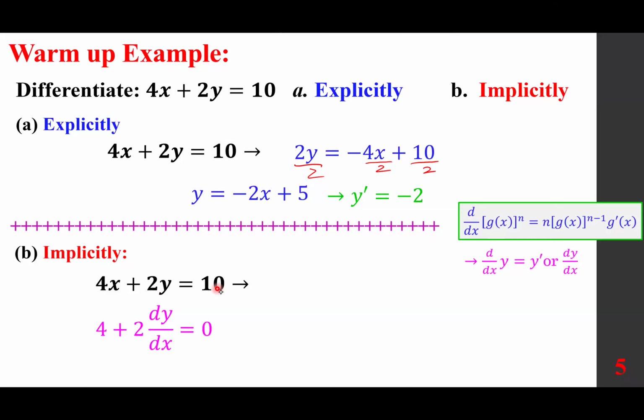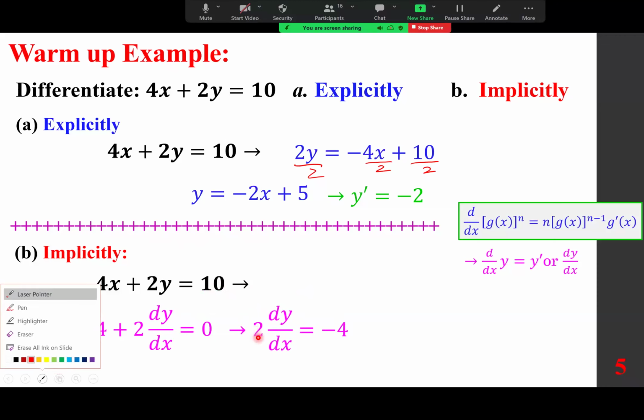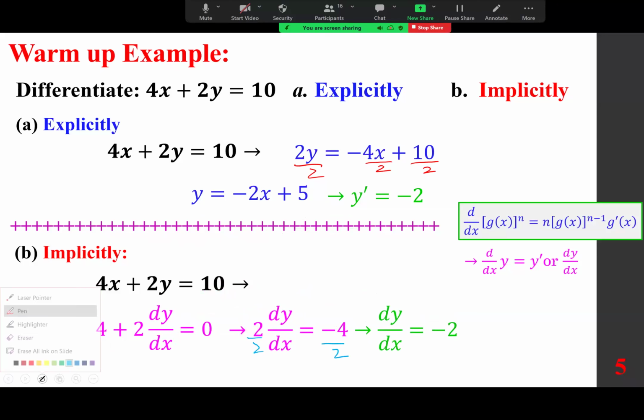Move the 4. Divide by 2. On purpose, I called it here y prime. I called it here dy dx. As you can see, the answer is the same. But that means the same thing, y prime or dy dx. And whether you do it explicitly or implicitly makes no difference. However, in some cases, we have no choice but to do it implicitly.